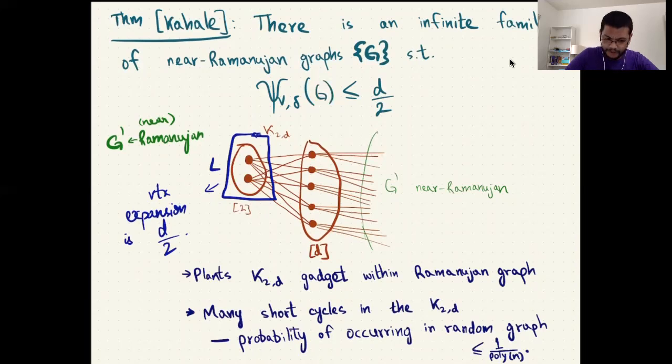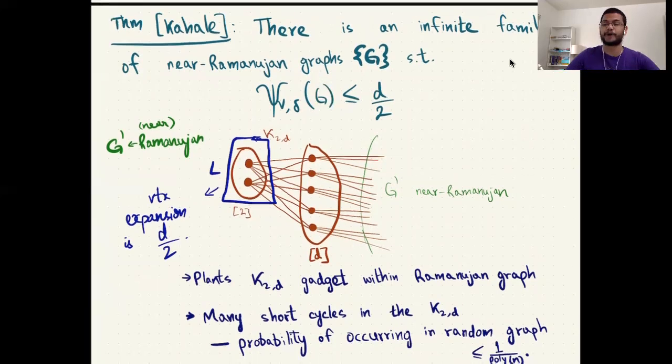But let's zoom into Kahale's example to understand what this infinite family of near-Ramanujan graphs looks like. And the reason for doing so is because random graphs are nevertheless good lossless vertex expanders. So the motivating question here is, do Kahale's graphs have properties that random graphs wouldn't have? Like what is the property of a random graph that actually distinguishes it from the graph that was given by Kahale?